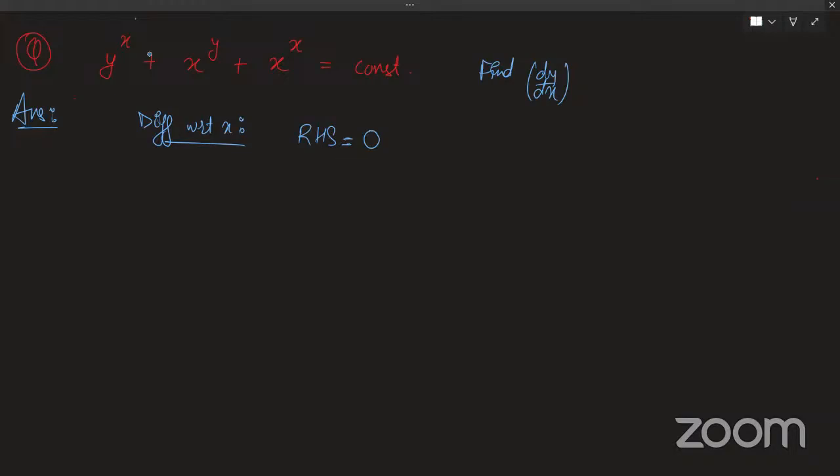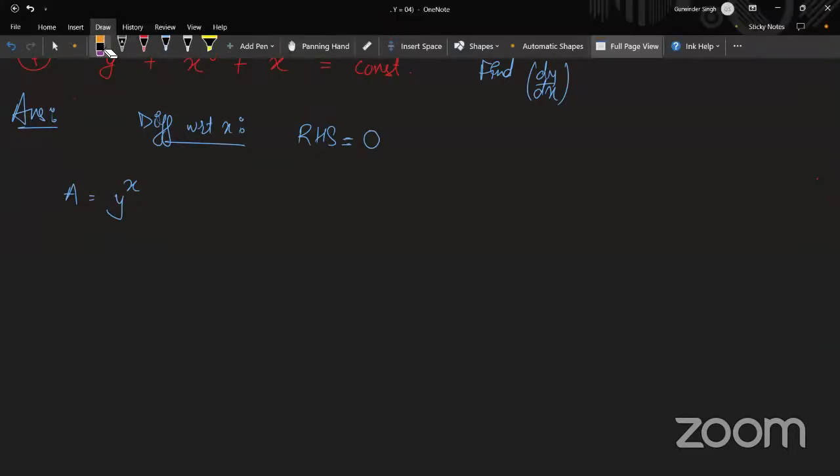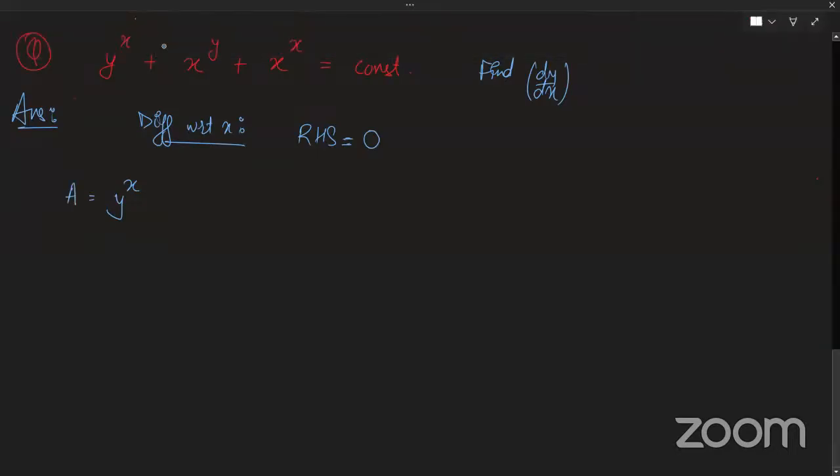So let us just take the first term. I'll name these terms as A, B, and C. The first term as A, second as B, and third as C. So my first term A is equal to y raised to x. I need to differentiate this term with respect to x. How will I do it? Tell me. y raised to x. Applying ln, I get ln of A is equal to x into ln of y, right? Is this correct? Great. After that, you take the derivative with respect to x on both sides. So you'll get 1 by A into dA by dx, right?